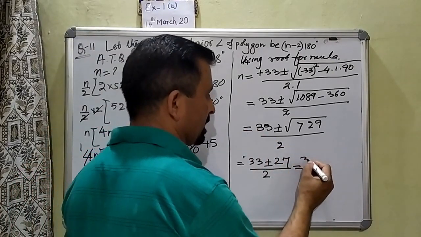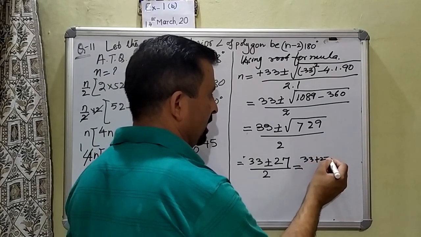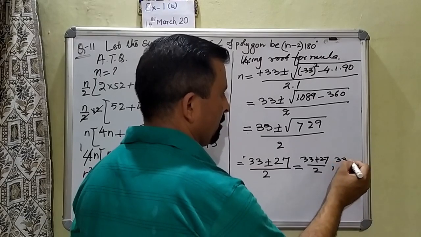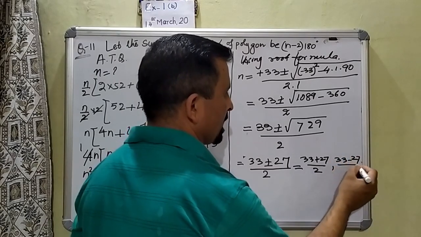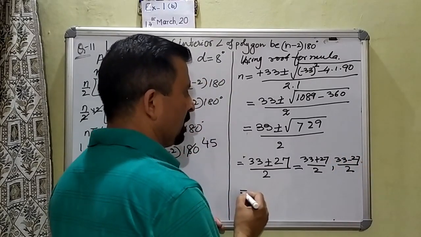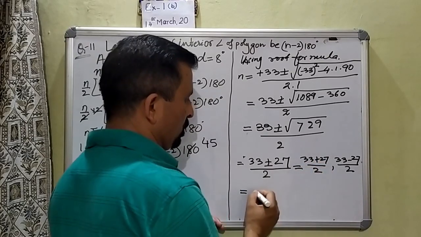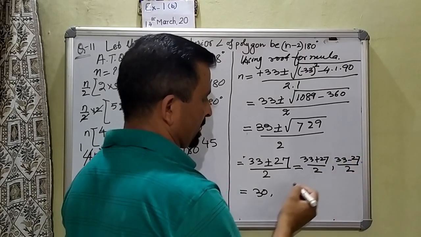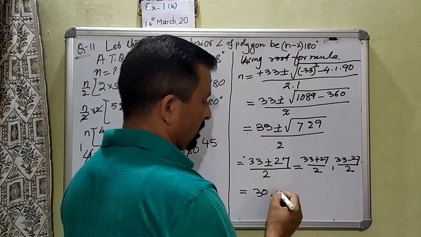So the first answer is (33 + 27) divided by 2. Another answer will be (33 minus 27) divided by 2. Finally, we get 60 divided by 2, which is equal to 30, and then 33 minus 27 is equal to 6, and 6 divided by 2 is equal to 3.